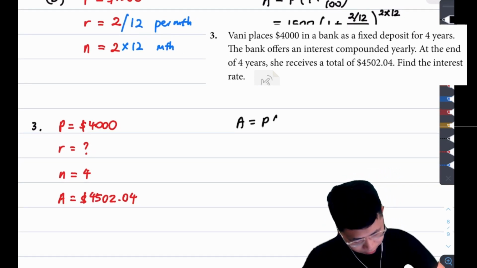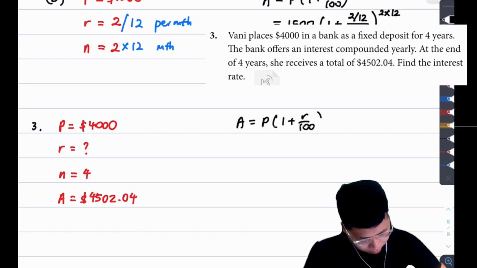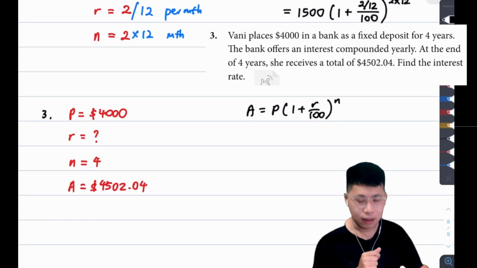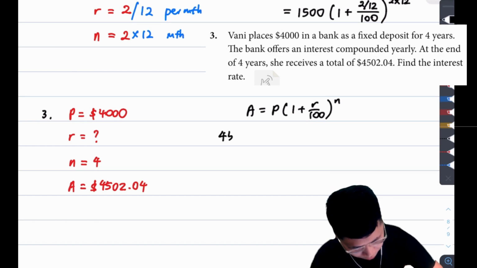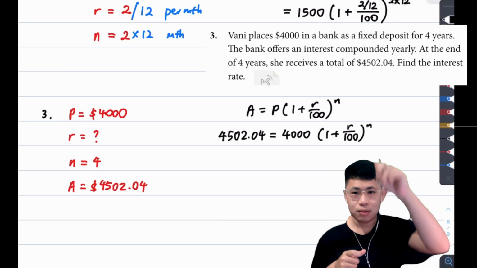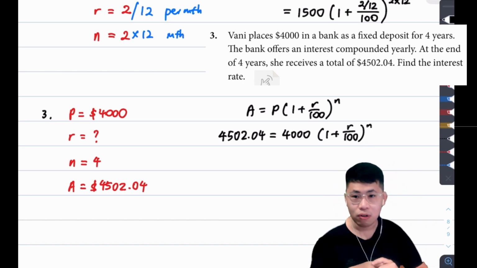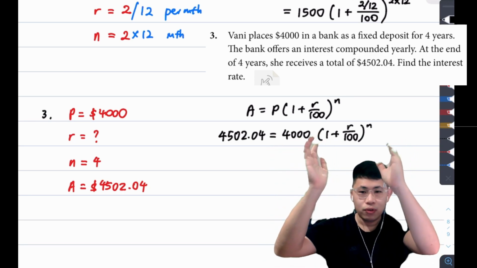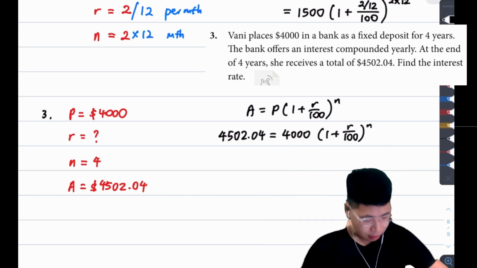A equals P times (1 plus R over 100), so this is the interest component, raised to the power of n, number of cycles. Okay, so we sub in 4502.04 equals 4,000 times (1 plus R over 100) to the power of n. So what do we do first? Because we want to make R the subject, we want to solve for R. So we have something times this. So what do we remove on the outermost? We can remove this 4,000.